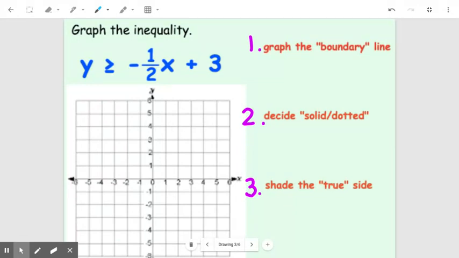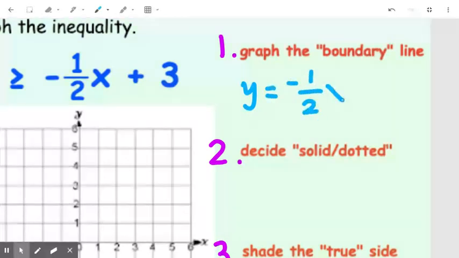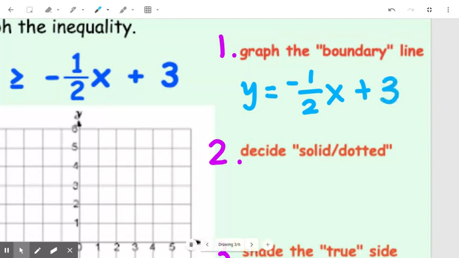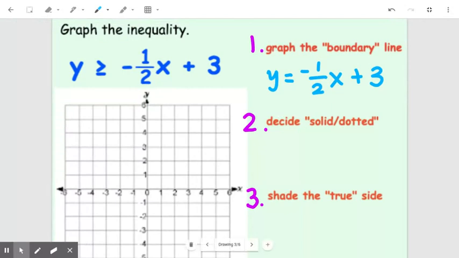So what I'm going to do is start by graphing what I call the boundary line. It is this exact equation or inequality, only putting an equal sign in it. So instead of greater than or equal to, I'm just going to put equal to in here. I call this the boundary line because it's going to separate points that work as our solution from points that don't.